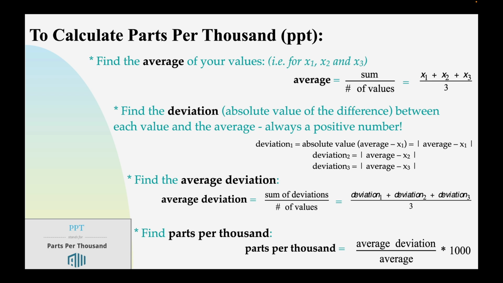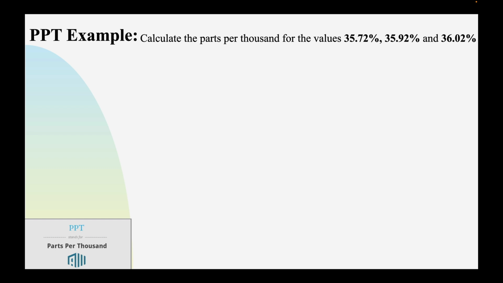Now, if that was about as clear as mud, which I understand, let's go through a couple of examples and see how you would find parts per thousand for these sets of data. So the first example we're going to look through is we have 3 percentages, 35.72%, 35.92%, and 36.02%. Let's find the parts per thousand for these values. This could be examples of percentages from the unknown chloride lab, or for a percent potassium chlorate lab. I mean, anything is possible, but it doesn't really matter. We just want to find a parts per thousand for them.